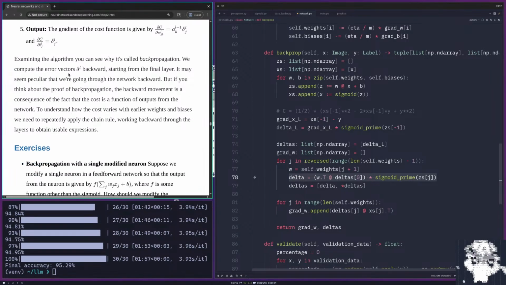Examining the algorithm, you can see why it's called backpropagation. We compute the error vectors delta L backwards, starting from the final layer. It may seem peculiar that we're going through the network backwards, but if you think about the proof of backpropagation, the backward movement is a consequence of the fact that the cost is a function of outputs from the network. To understand how the cost varies with earlier weights and biases, we need to repeatedly apply the chain rule, working backward through the layers to obtain usable expressions.